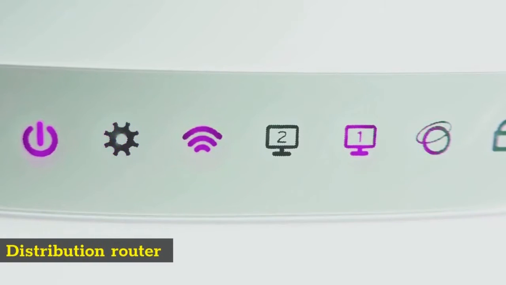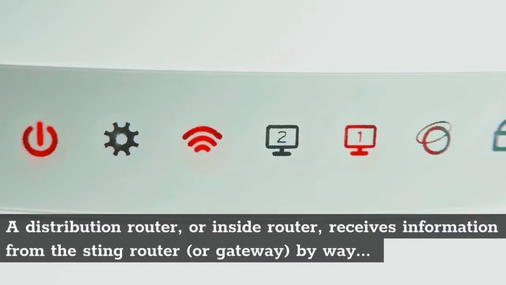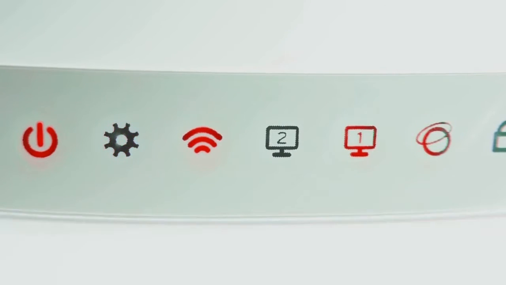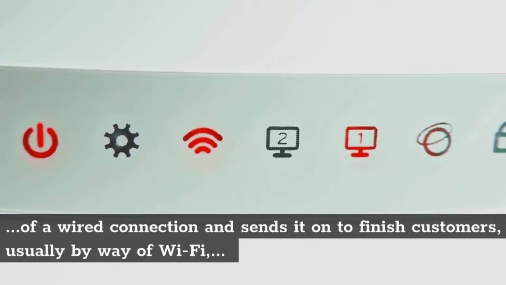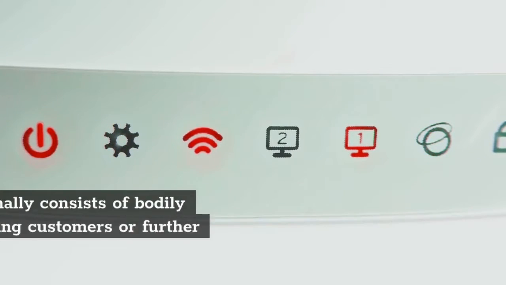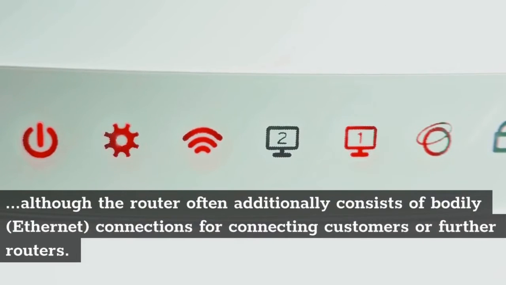Distribution router. A distribution router, or inside router, receives information from the sting router, or gateway, by way of a wired connection and sends it on to finished customers, usually by way of Wi-Fi, although the router often additionally consists of bodily, Ethernet, connections for connecting customers or further routers.